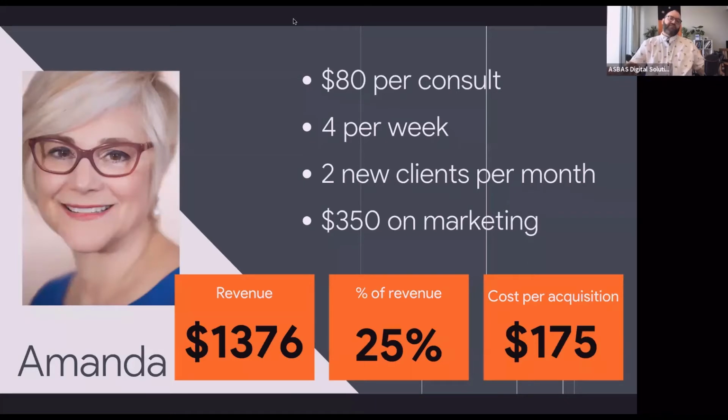Now, we also know that if she's making $1,376 and she's spending $350 on her marketing, the percentage she's spending of revenue to get those clients is 25%. So a quarter of every dollar, 25 cents out of every dollar, is going into marketing. We would call this a relatively high percentage of revenue when it comes to getting those clients in. When she's spending $350 a month just to get $1,376 of revenue, it seems like she may be paying a little bit too much of her revenue in order to get new clients. Now, it may be that her cost per acquisition is quite high.